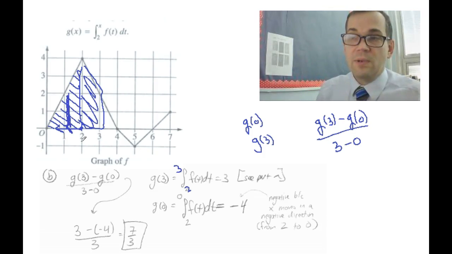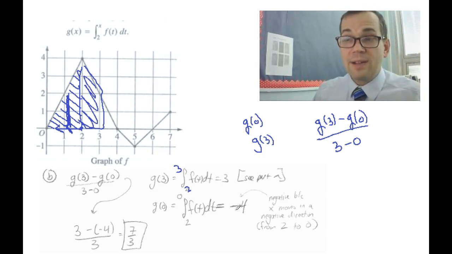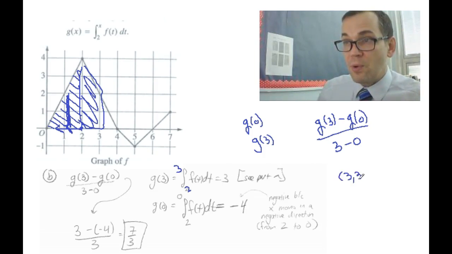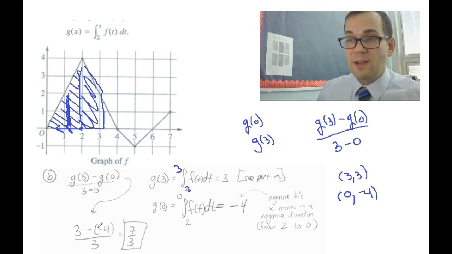Once I know that g of 3 equals 3 and g of 0 equals negative 4, it is essentially the problems we did in the first half of the semester, and I'm finding the slope between the points (3, 3) and (0, negative 4), which is what I'm doing over here. 3 minus negative 4 all over 3. 7/3 is going to be the final answer.